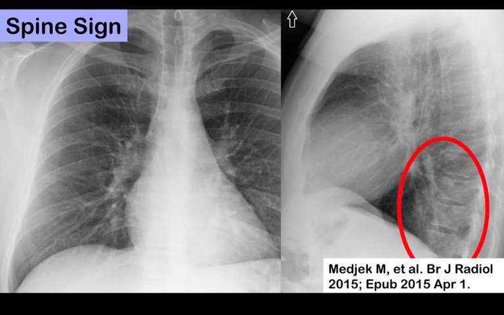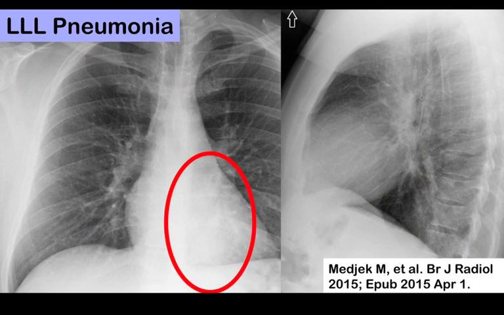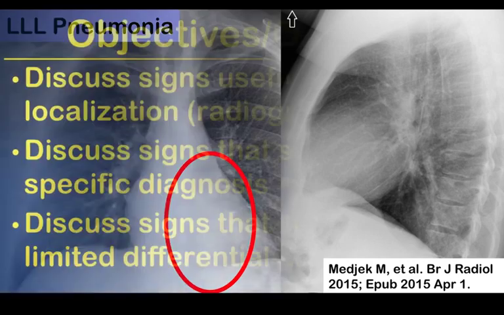Now, a positive spine sign generally indicates disease either within the posterior aspect of the lower lobes, the posterior pleural space, or the posterior mediastinum. In this case, it helped direct us to the left lower lobe on the frontal exam, where we could confirm the presence of a left lower lobe pneumonia, first indicated by a positive spine sign on the lateral chest radiograph.